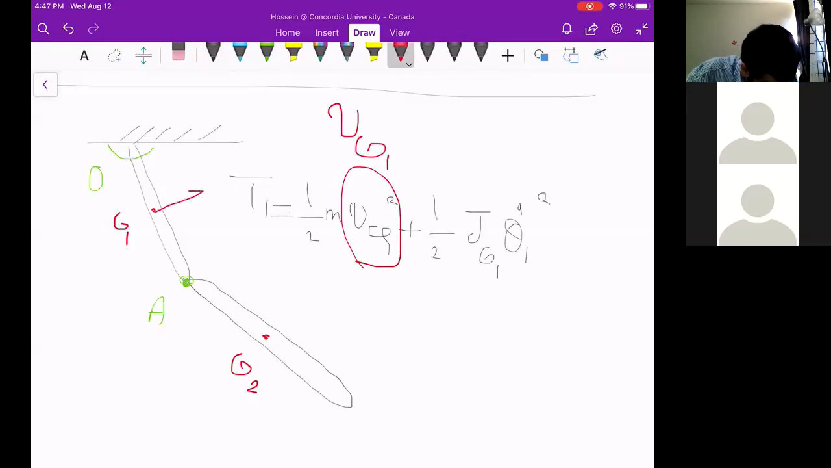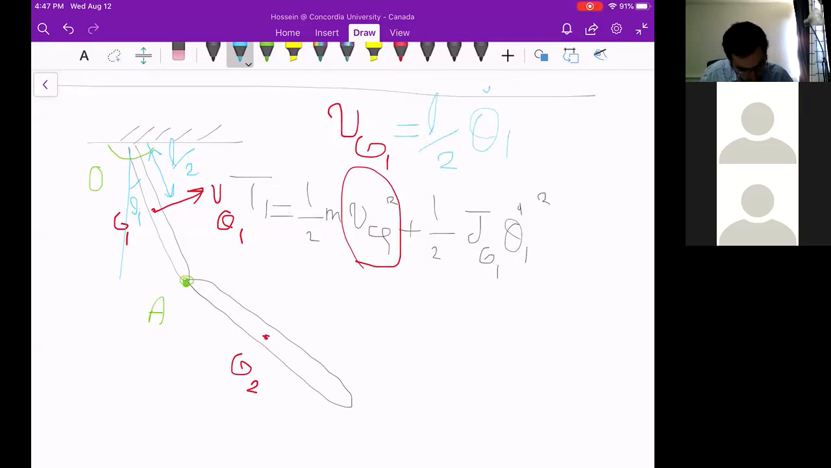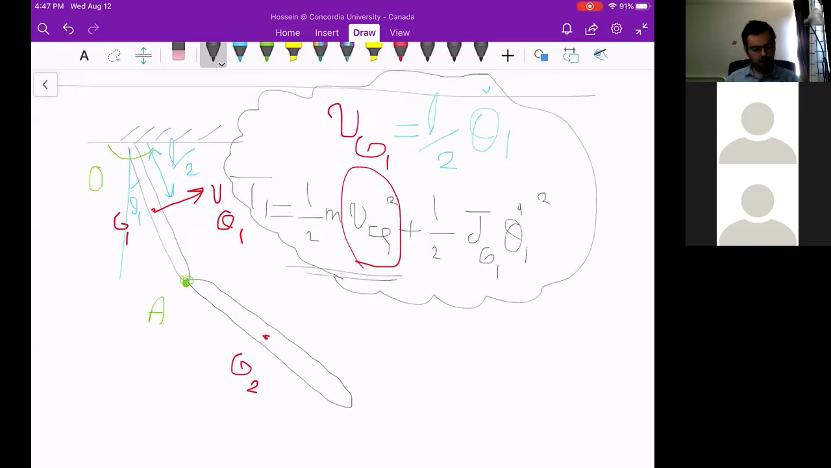Basically, this is the VG1 and theta 1, and this length is 1/2 L. Okay, VG1 is 1/2 L theta dot 1. So we are done with the first bar. The kinetic energy of the first bar is very simple: the first term associated with kinetic energy is 1/2 m VG1 squared, plus the second term for rotational movement, 1/2 IG1 theta dot 1 squared. And VG1 is 1/2 L theta dot 1.